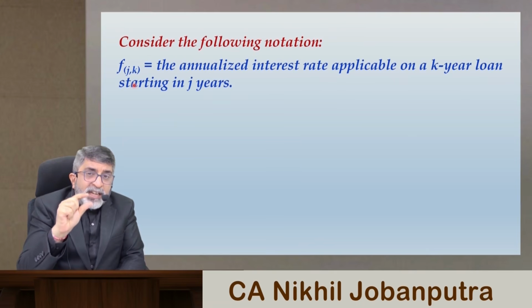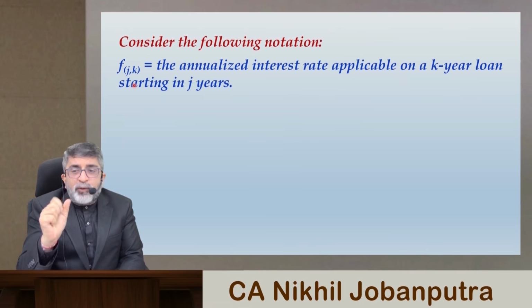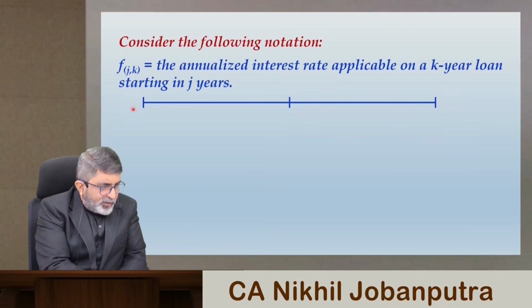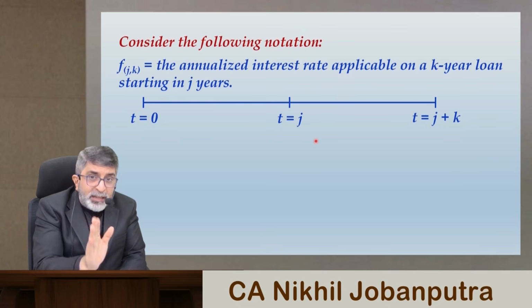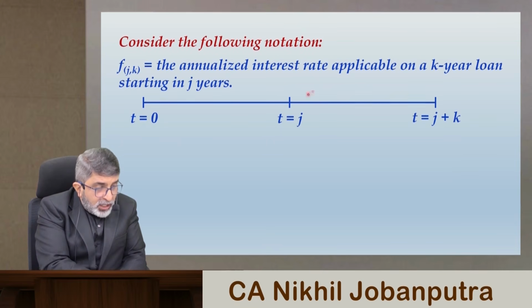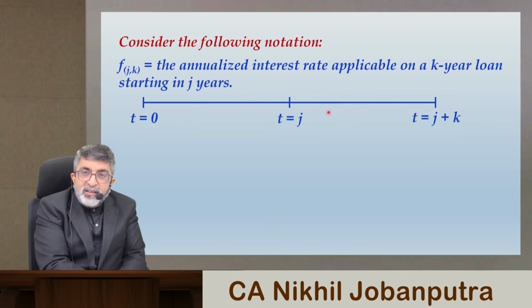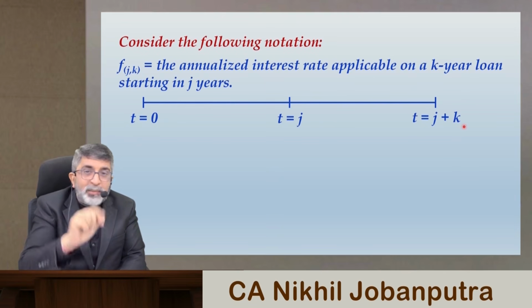So j is the waiting period and k is the period of loan. If we draw the timeline, we always start with 0 year, so t equal to 0. Here it is t equal to j, which means the loan will initiate at j year. From 0 to j it is the waiting period, and from here to here it is the loan period, which we are calling k. That means from 0 to j it is j years, and from j to the end it is k years. So the total time will be j plus k.